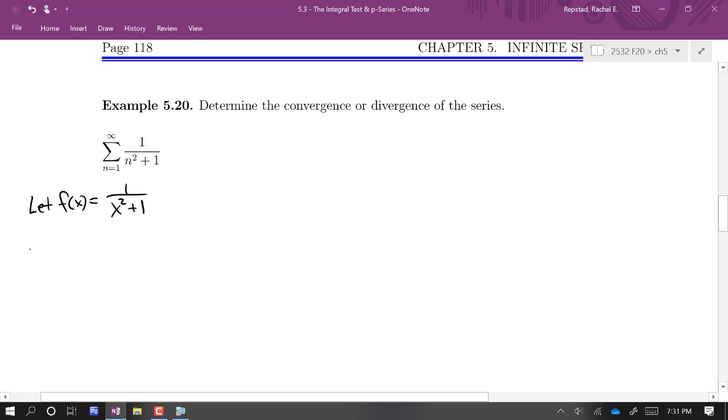This is positive always. It is continuous because we're not in any danger of dividing by 0. X squared plus 1 is not going to be equal to 0 ever. So there's no domain problems. It is defined for all real numbers, in fact. Certainly for all real numbers greater than or equal to 1. And then, is it decreasing?